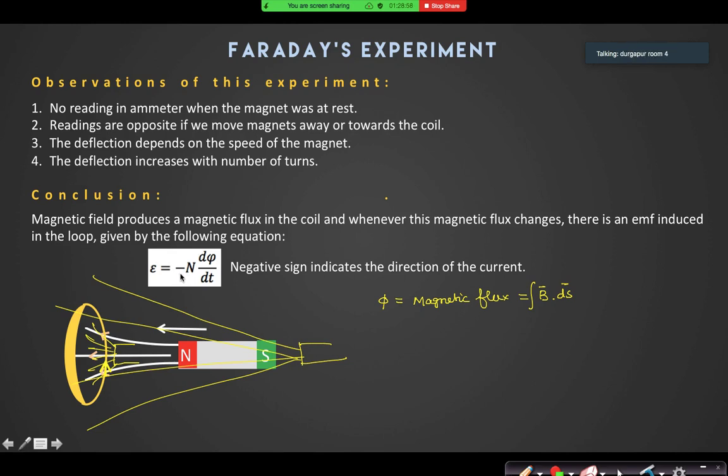Right? Faraday's law always comes with that minus sign. You never write Faraday's law as only N d phi by dt, without the minus sign. This minus sign indicates the direction. Look, how can we say that this minus sign gives you the direction of the induced current?